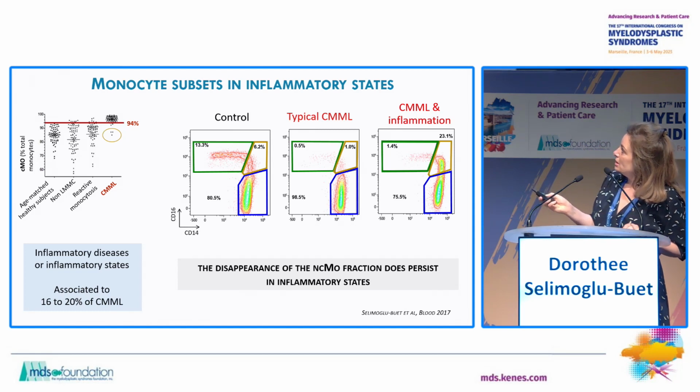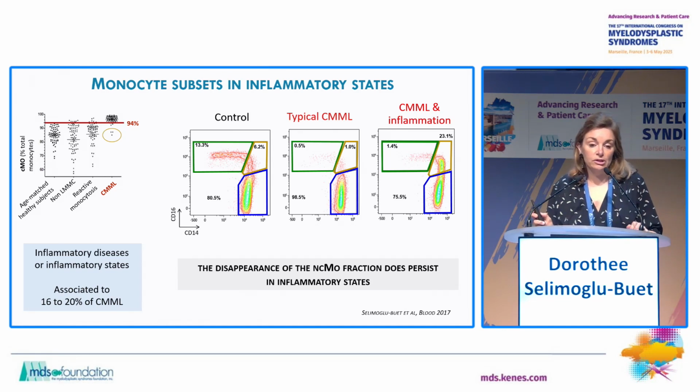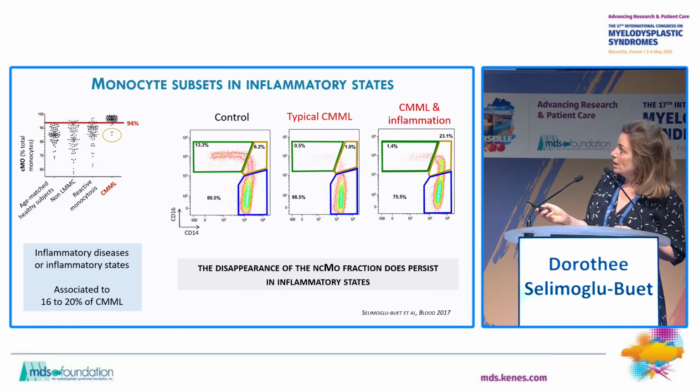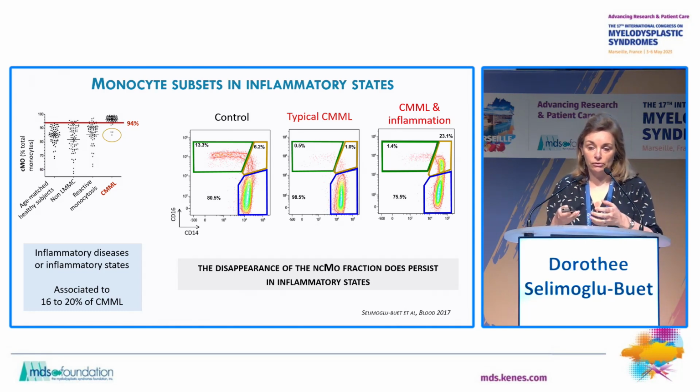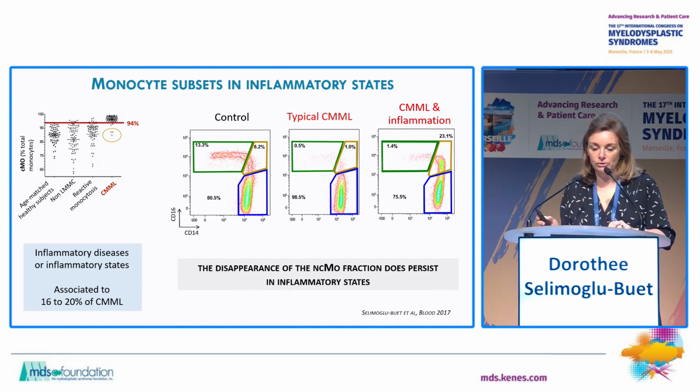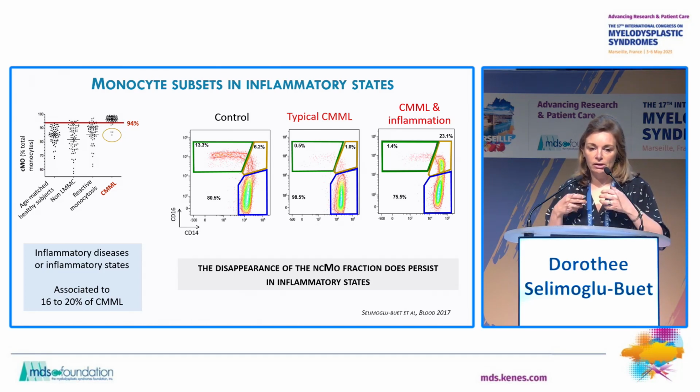What is of interest is that also in these cases, there is a disappearance of the non-classical monocytes, which can be interesting to quantify to better diagnose these CMML cases. But as it is very difficult to draw a gate between intermediate and non-classical monocytes that can be used for standardization for routine laboratories, we preferred to think about a new marker that labeled a population of cells that can be more easily quantified.